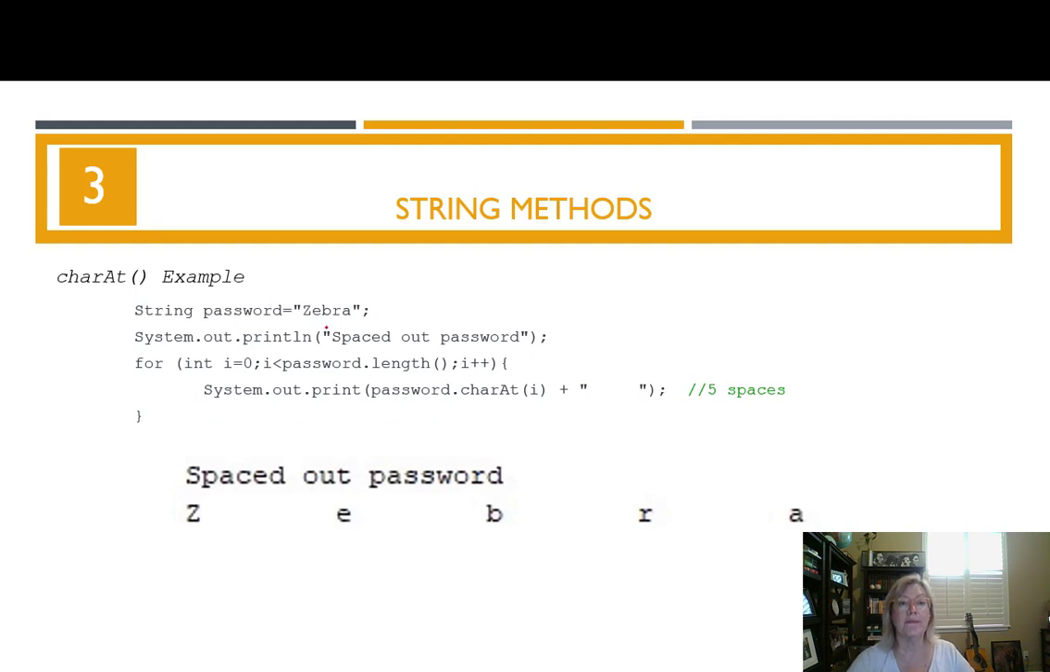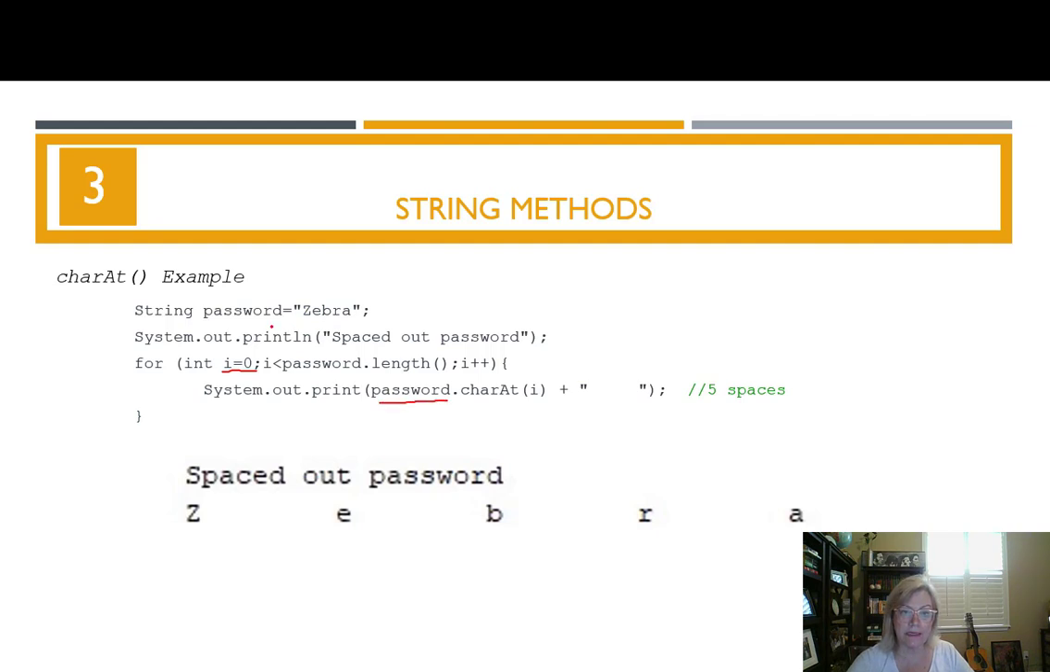So I have my password zebra. I'm going to print it out. I'm letting you know, spaced out password. Here's the output. And we're going to actually loop, and one character at a time, print it out and print 5 spaces in between it. So the first time through the loop, i is 0.